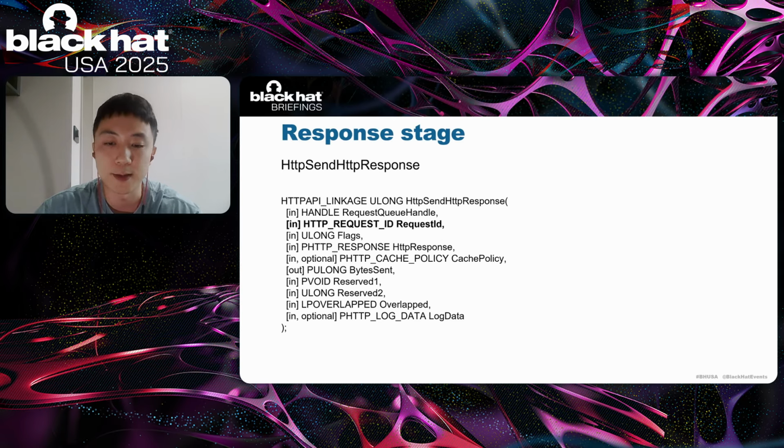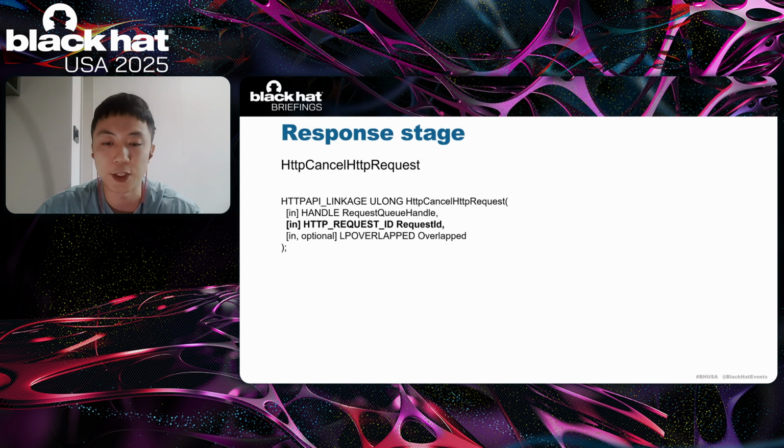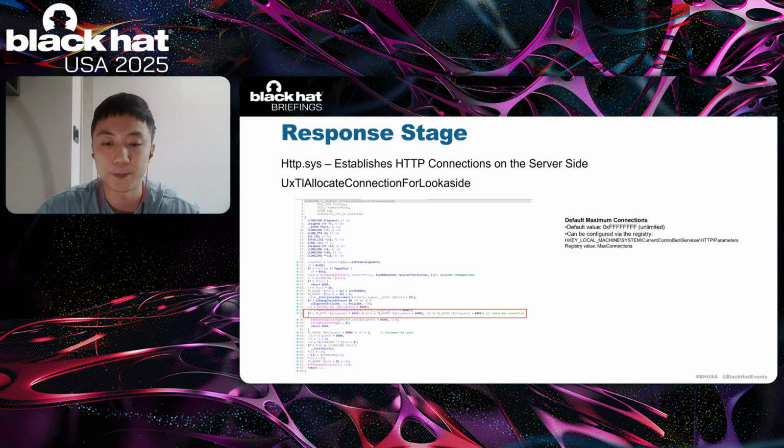Next, we focus on the response stage. Here, 2 functions are involved. The first one is the HttpSendHttpResponse function, which sends the HTTP response packet. The HttpCancelHttpRequest function forcibly disconnects the client, causing the client to receive an error.